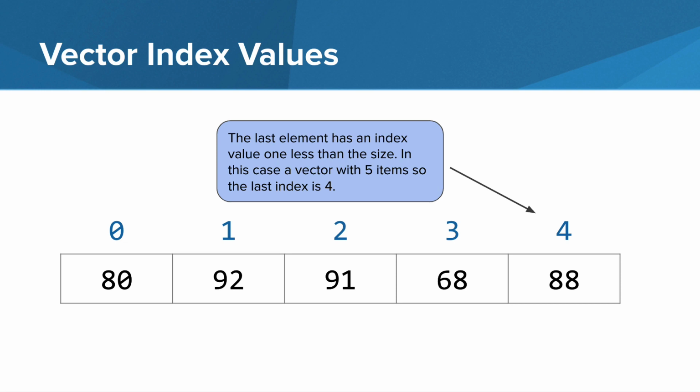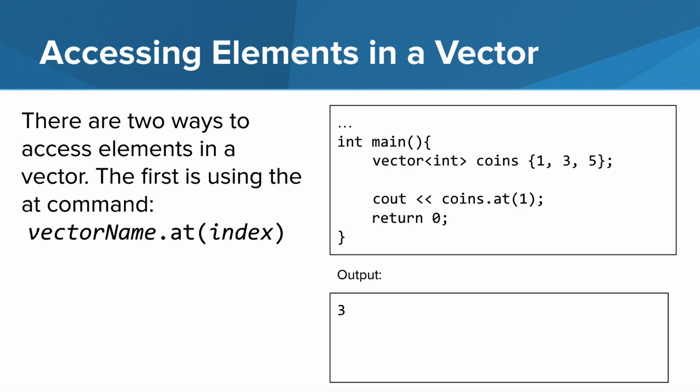Along similar lines, the last index value in the table is 1 less than the size of the table. In this case, the table has 5 values with indices from 0 to 4. Now that you know a little bit about index values, let's take a look at how to access elements in a vector with these indices. There are two ways to access the elements in the vector. The first is using the .at command and passing the index value. For example, if you want to access the number 3 in the example vector, you will use the vector variable name coins and then add the .at with index 1. Remember, index 1 will access the second number in the vector.